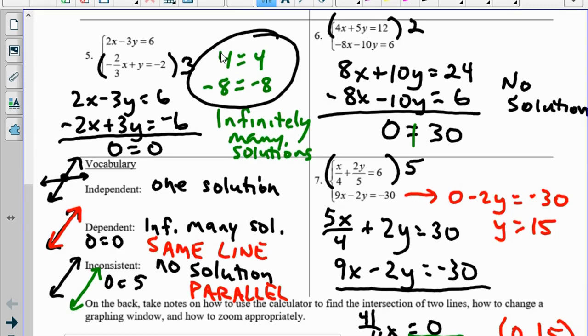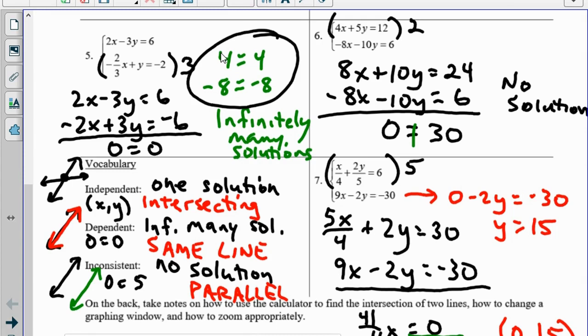I just wanted to make sure that it was clear that if you get a value where x or y equals 0, that does not mean that it's dependent or inconsistent. So independent has one solution. They're intersecting lines. And we give those answers as ordered pairs, x comma y. So our answer has to look like an ordered pair in those type of problems.